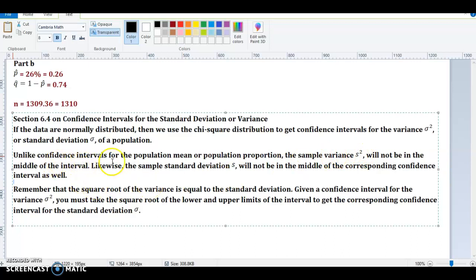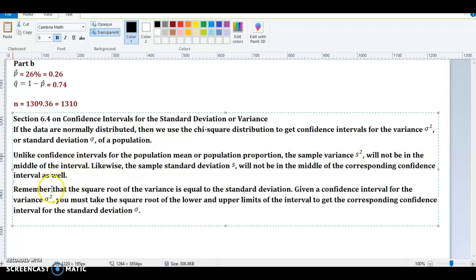Unlike confidence intervals for the population mean or population proportion, the sample variance, S squared, will not be in the middle of the interval. In other words, it's not the midpoint of the interval. Likewise, the sample standard deviation, S, is also not in the middle of the corresponding confidence interval. What I mean is that these sample statistics are not going to be the midpoints of their respective confidence intervals. I may show you an example or two to clarify the point.